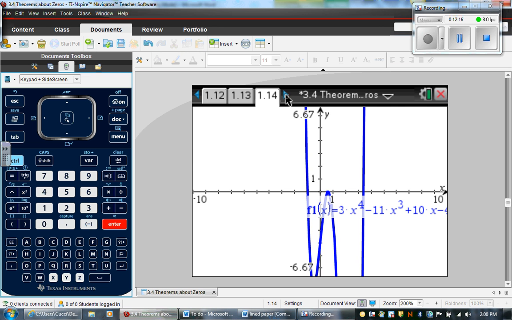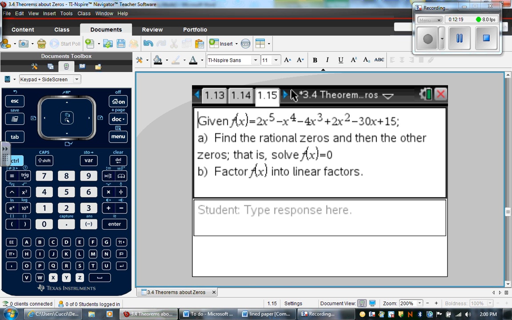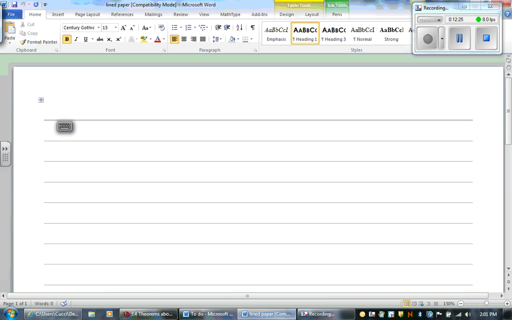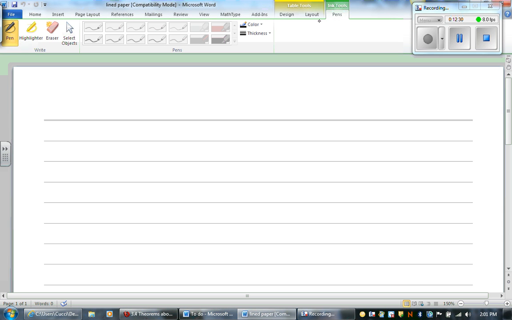Okay, so this one wants us to find the rational zeros and factor into linear factors. So we have my function f of x equals 2x to the 5th, so I already know I'm going to be dealing with 5 zeros, minus x to the 4th, minus 4x cubed, plus 2x squared, minus 30x plus 15.